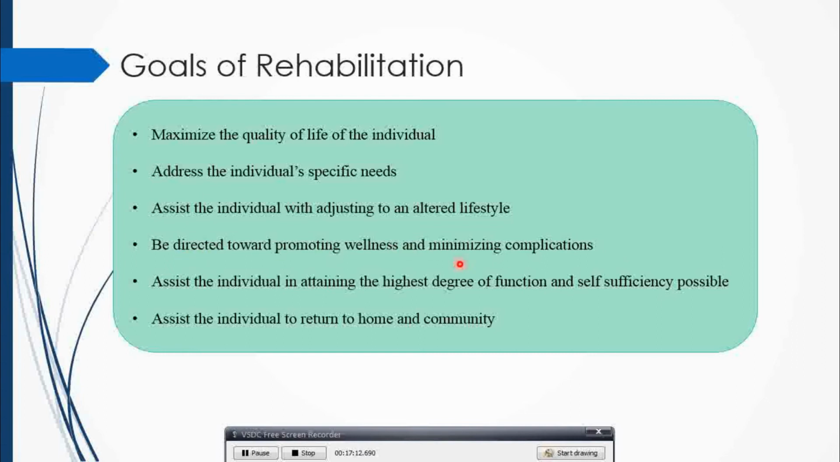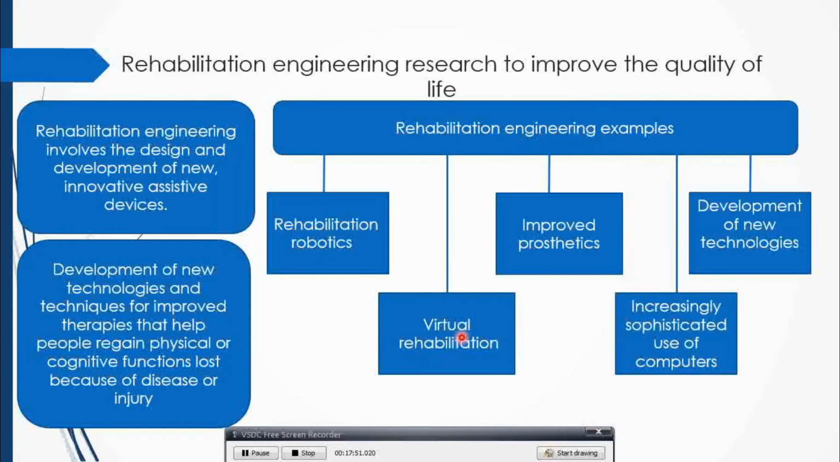Be directed toward promoting wellness and minimizing complication. Kita cuba kurangkan komplikasi dalam kehidupannya. Assist the individual in attaining the highest degree of function, self-sufficiency possible. Ini kita cuba bantu patient tadi untuk dia terlibat dengan maksimum dalam kehidupan seharian dia dengan diri dia sendiri tanpa perlu bantuan pada orang lain. Assist the individual to return to home and community. Ini sangat penting. Bila dia dah bersedia, dia boleh pulang ke rumah sama dengan keluarga dia, dengan community. So kita bantu dia. Macam mana cara-cara bantu dia? Dia ada step dia dalam rehabilitation.